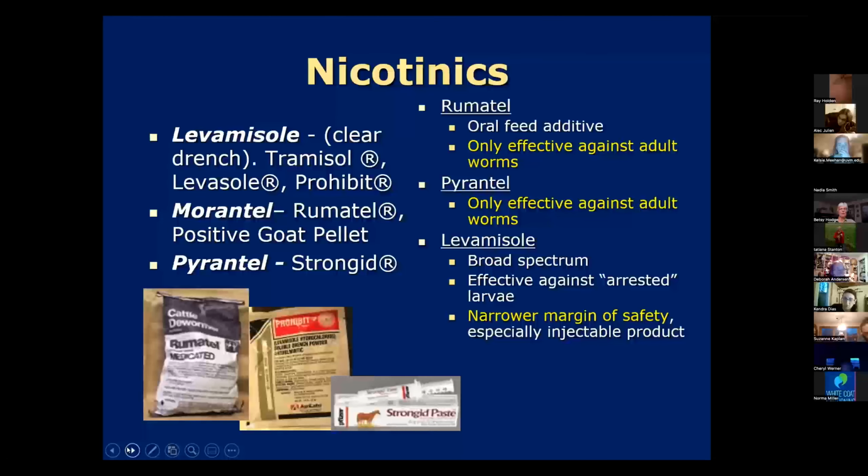The levamisole, of all these commercially available dewormers, probably has the narrowest margin of safety, especially the injectable product. So you do want to be pretty careful of the weight of your animals and follow that label pretty closely. And it's marketed as Prohibit nowadays, as well as levamisole.